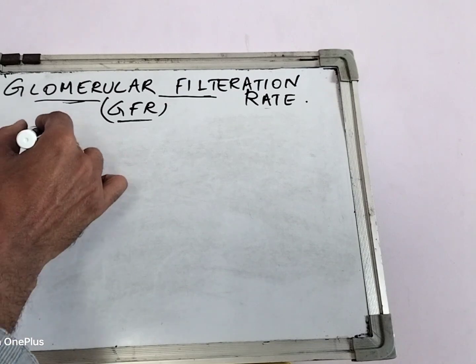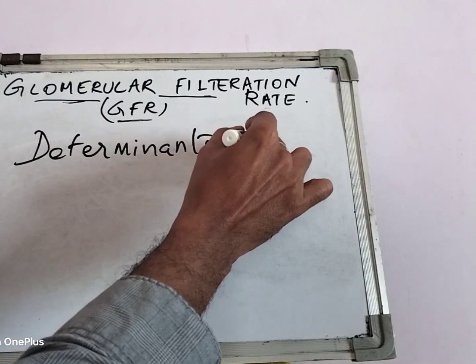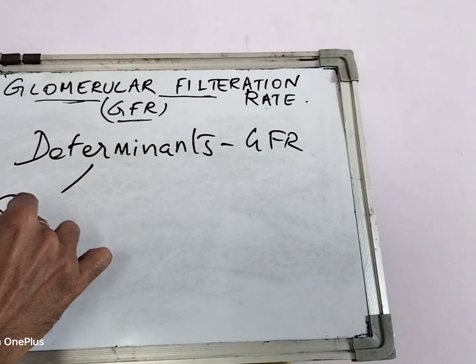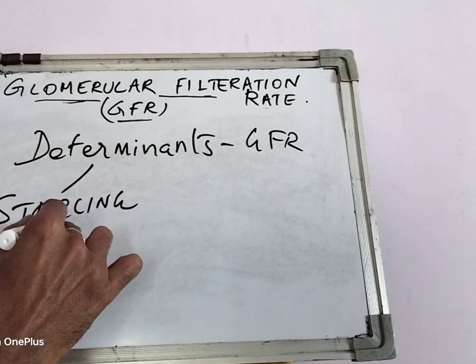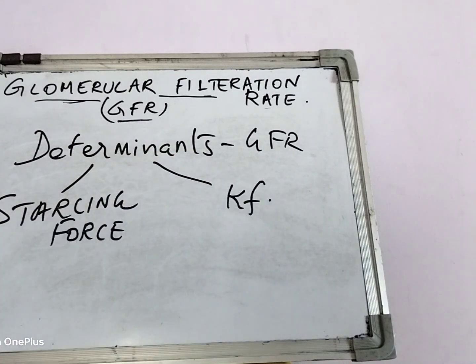Now what are the determinants of the GFR? Determinants are the factors affecting the GFR. There are two determinants. One is the Starling forces, that is hydrostatic pressure and oncotic pressure. The other one is the KF, called the filtration coefficient. First we'll see what are the Starling forces that determine the GFR.